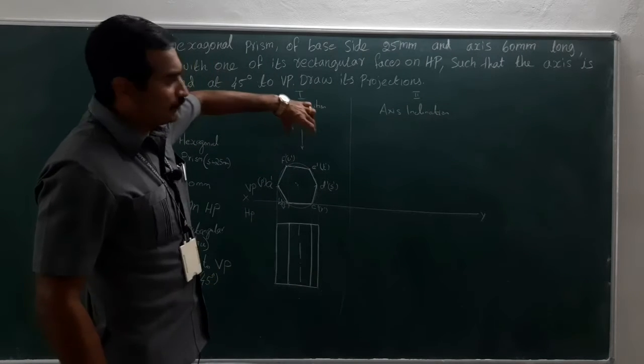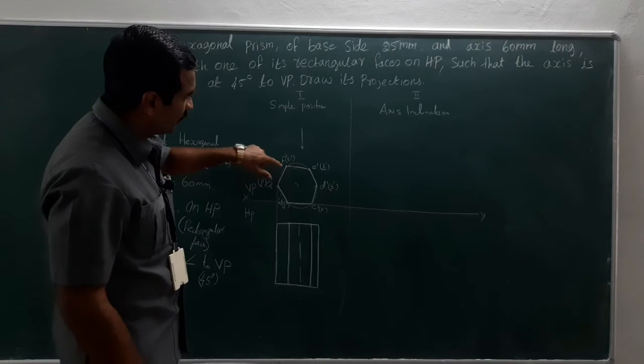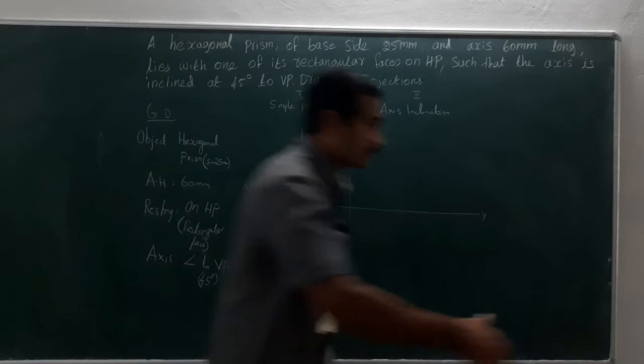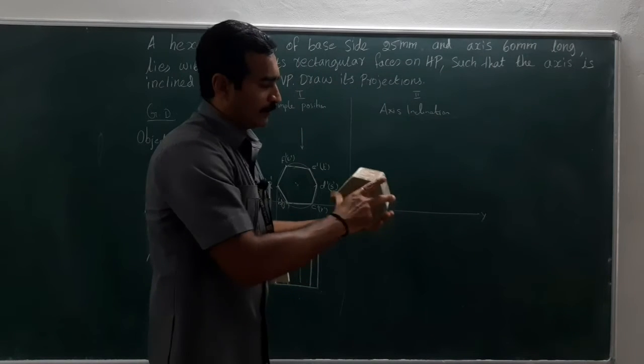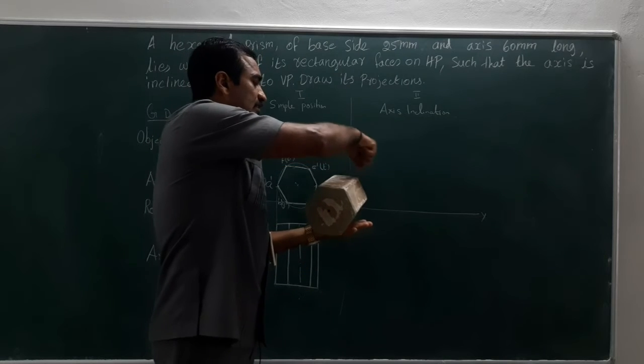Fine. When you look from the top, what corners would be visible? F, E, D, A are visible. So this is how it has been positioned. Visible faces are A, B, C, D. Here invisible are P, Q, R, S.